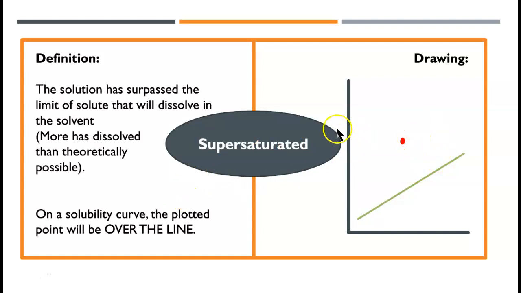So for supersaturated, I like to think of when you're making tea and you make it too sweet, there's too much of it. Unsaturated, there's not enough sugar in there, or like the flavor. And then saturated is just right. So super, I want you to think over, you're overexcited, you're super excited. The dot is above the line.